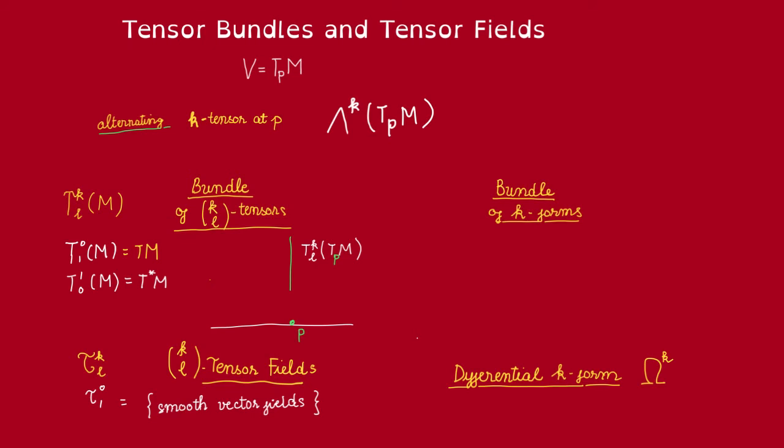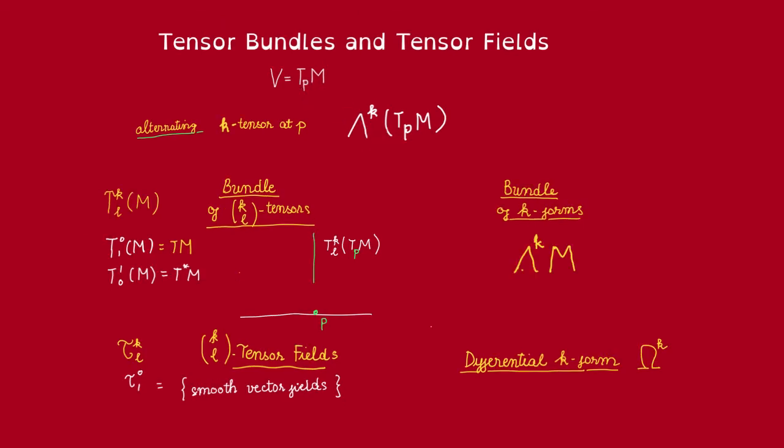But remember, previously we said that not all tensors are made equal, and we look at specific types of tensors. Do you remember the alternating tensors? So similarly, at every point P, we can form a space of alternating K tensors at P, which are just the alternating K tensors of this tangent space. If we put these together, we get another bundle, called the bundle of K-forms. Alternating K tensor is quite a mouthful, so we call them K-forms.